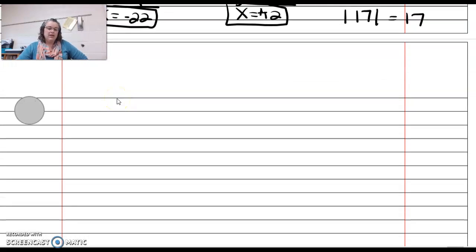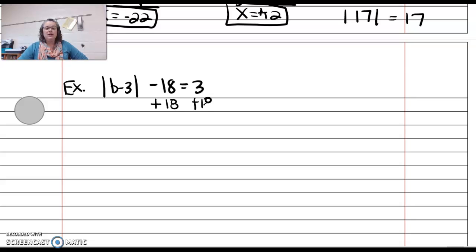All right, so let's try this one. Absolute value of b minus 3, and then minus 18 equals 3. Okay, so this is where it gets a little weird because we have the absolute value of b minus 3, and we have this minus 18. In order to solve this, we want to isolate the absolute value part. So we're going to have to get rid of this negative 18. So we'll add 18 to both sides. So I get the absolute value of b minus 3 equals 21.